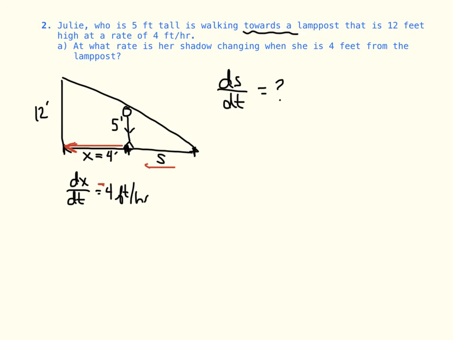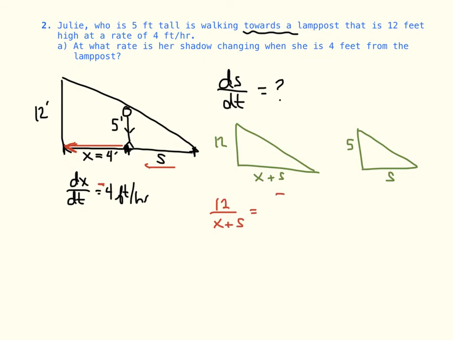All right, so once again, if it helps, make yourself 2 triangles, one bigger than the other. So 12 and 5 are the heights of these triangles. The base of the bigger triangle is x plus s, and the base of the smaller one is just s. All right, so we can set up our proportion. We would have 12 over x plus s is equal to 5 over s. Cross multiply, and we have 12s is equal to 5x plus 5s.